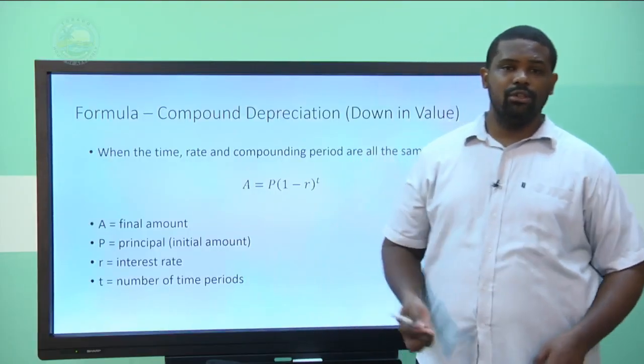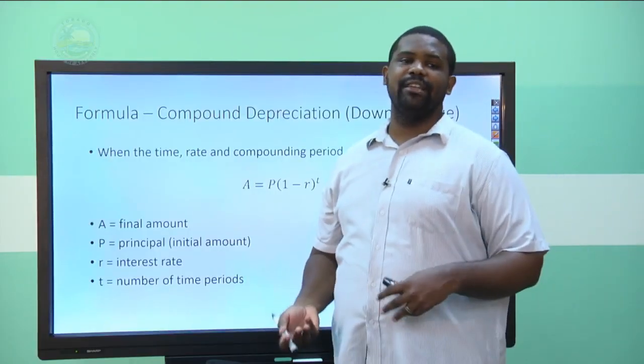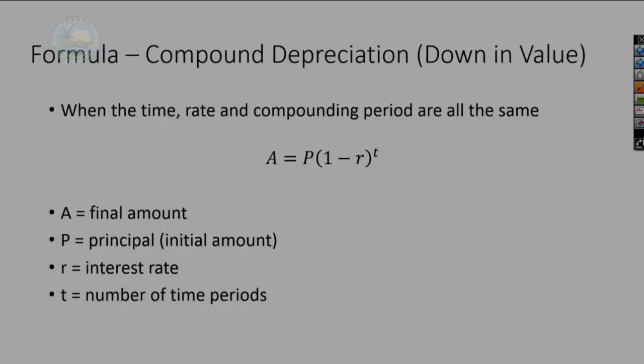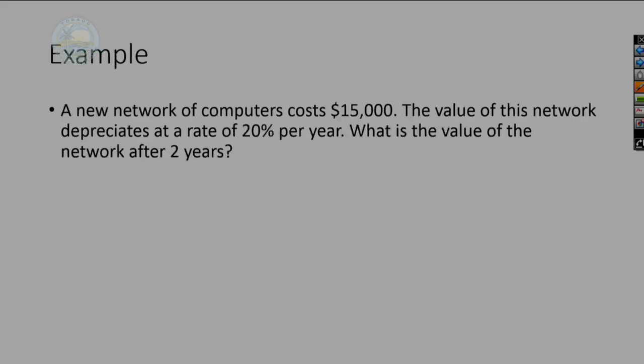So all we need to know is whether we're appreciating or depreciating in value. If we're going up in value, a plus sign. If we're going down in value, a minus sign. Let's look at an example.